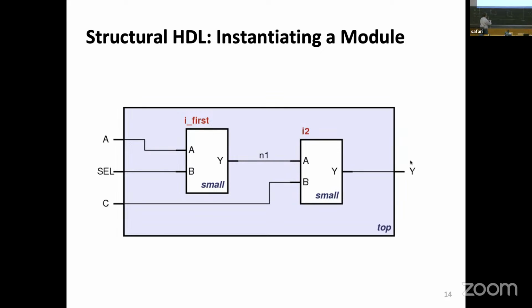Now, their connection is slightly different. It again has A, B, Y, but their connections are different. I need a wire that connects them, and maybe later I want to refer to it, and I couldn't come up with a better name than N1. And then the C will connect to B of this small I2, and finally this output Y will connect to Y. I've drawn exactly the same thing, hopefully.